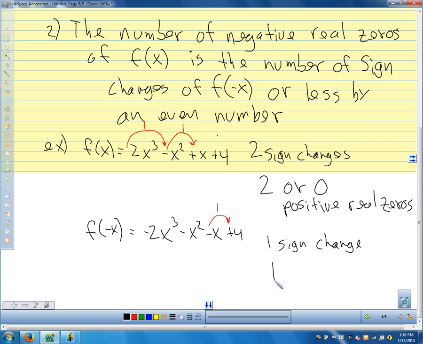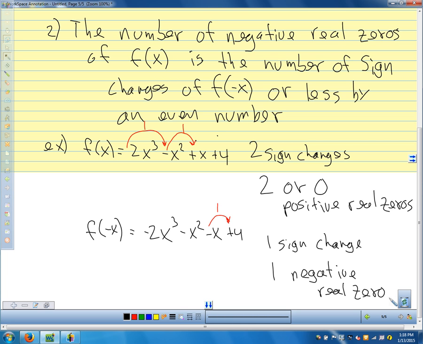So we have 1, and I can't go down by an even number, so we just keep going down by 2s. I can't go down by 2, I get a negative. So we have 1 negative real zero. So let's say in this problem we tested f of negative 1, and that turned out to be a 0. That can be the only one. The rest have to be positive. So this lets us narrow down our search if we're looking for our p's and our q's.